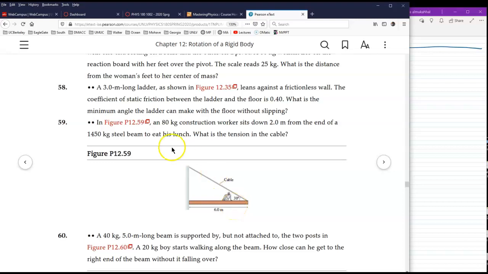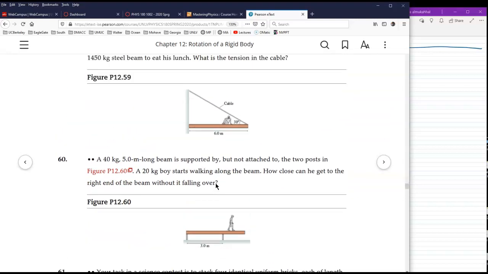And what is he asking? He said in the figure, an 80-kilogram construction worker sits down 2 meters from the end of a 1,450-kilogram steel beam to eat his lunch. All right, so 2 meters away, where? 2 meters, I guess, from this end right here. I'm looking at my diagram. Okay, so 2 meters from this end. So what is the tension on the cable? It can be a hard problem.